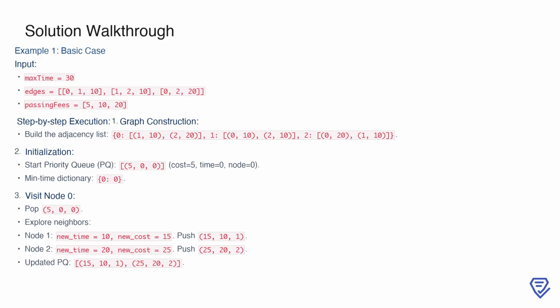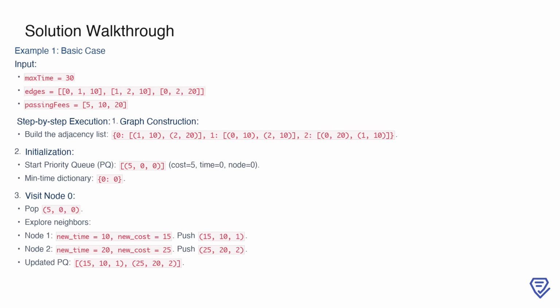Next, we initialize a priority queue with the starting node, which is node 0. The queue starts with a tuple containing the current cost, time, and node: 5, 0, 0, since the cost of entering node 0 is 5 and the time spent so far is 0. We also maintain a dictionary to track the minimum time required to reach each node, starting with 0: 0.